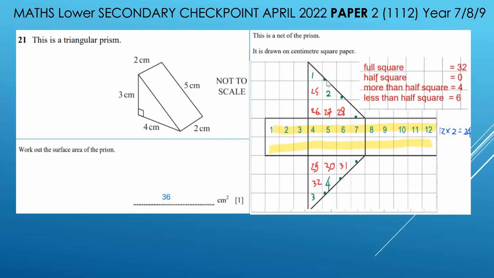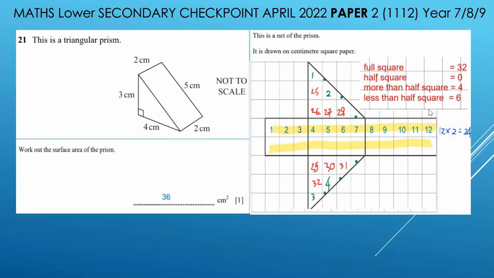Half squares, we cannot get a half square exactly. A half square would be like this, a triangle. There's no half square here. But we can get more than half a square, which is this one. So we count 1, 2, 3, and 4. So we have 4 units more than half a square. And less than half a square is something like this, very small. So we count 1, 2, 3, 4, 5, 6. 6 units less than half a square.